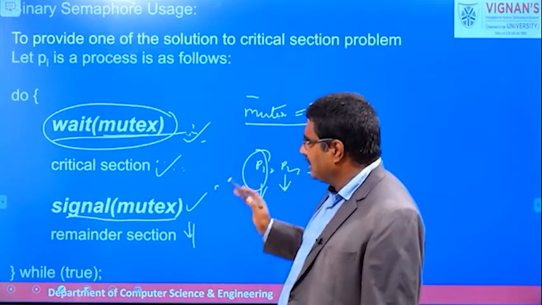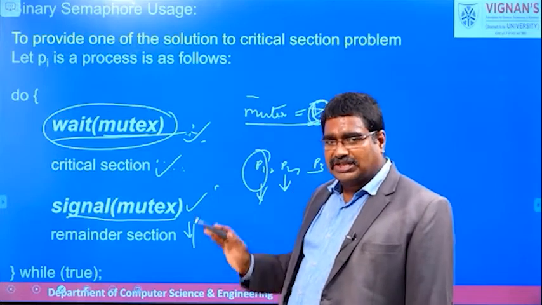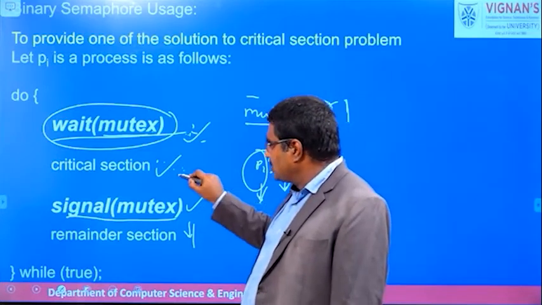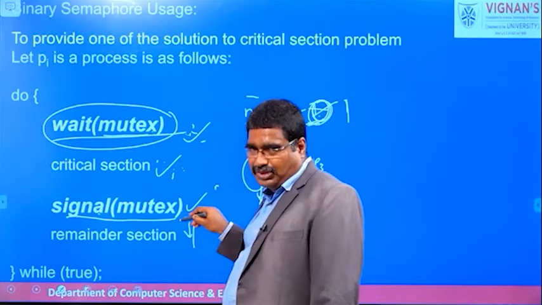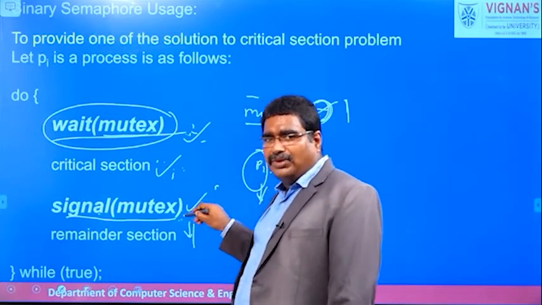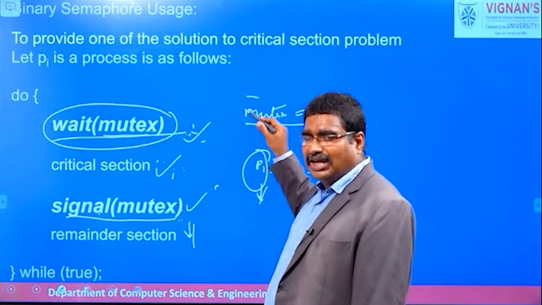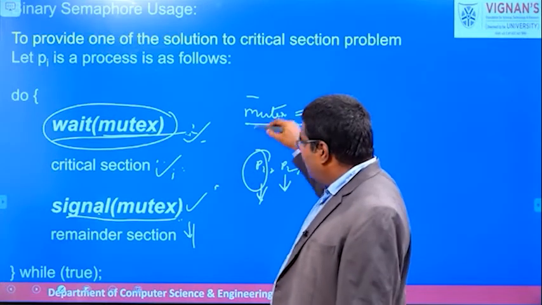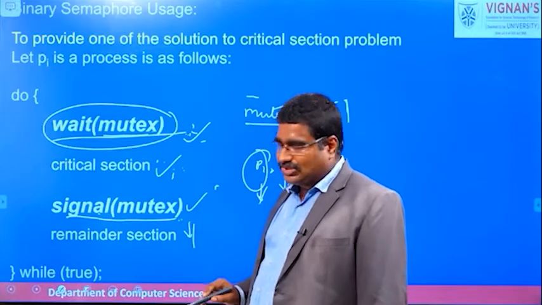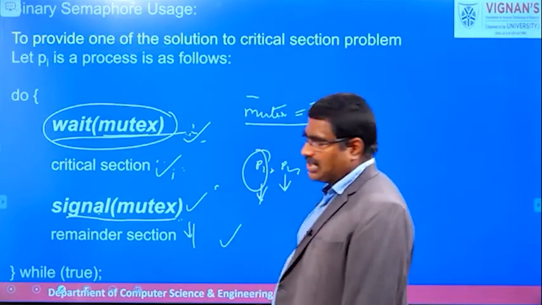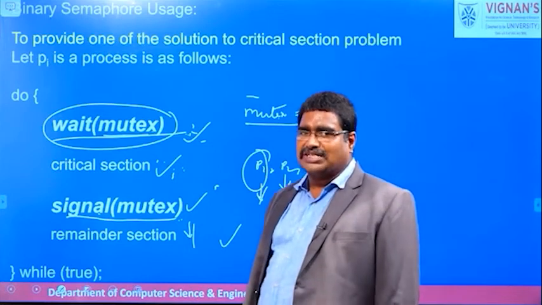And next, this algorithm also satisfies the progress condition. The reason is, once the process completes the critical section execution, it simply calls the signal mutex. Based on that, the mutex value is increased by 1 and automatically one of the waiting processes is allowed to enter into the critical section. So this algorithm satisfies the mutual exclusion as well as the progress condition.